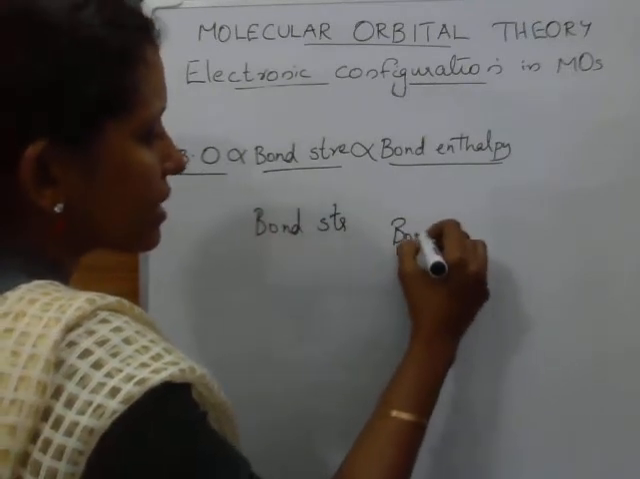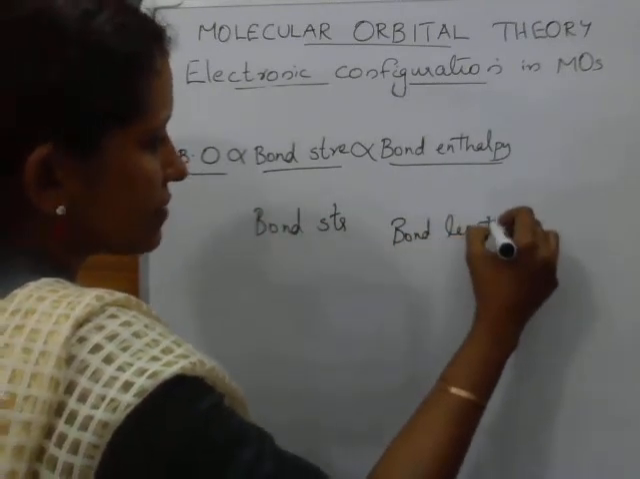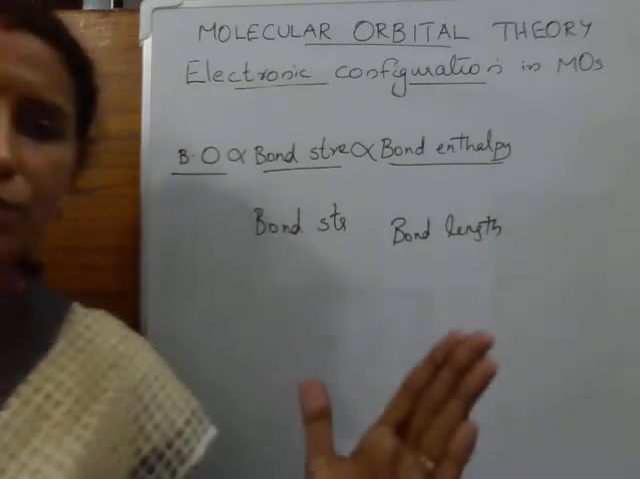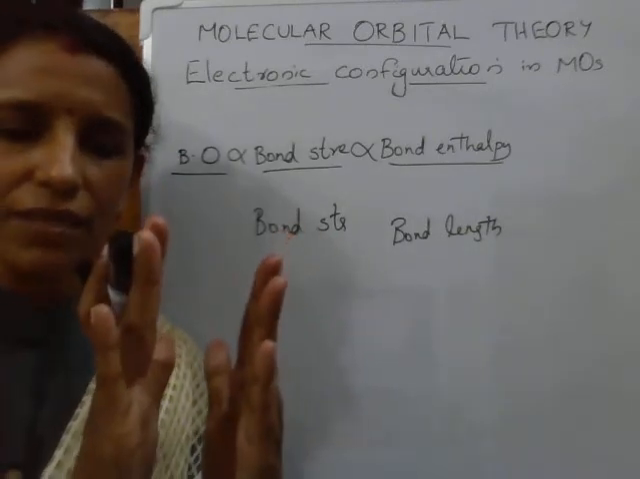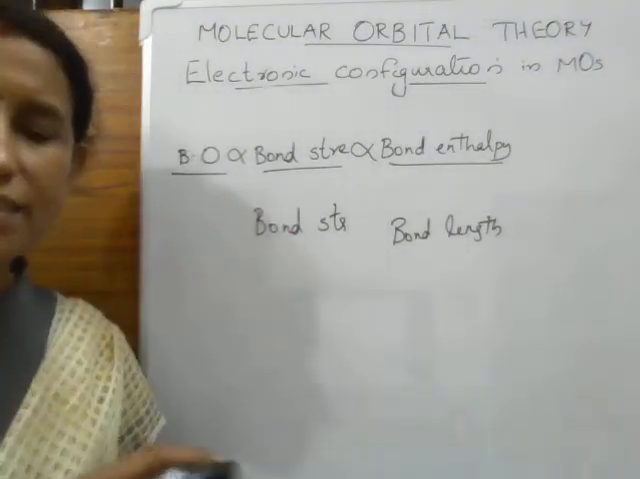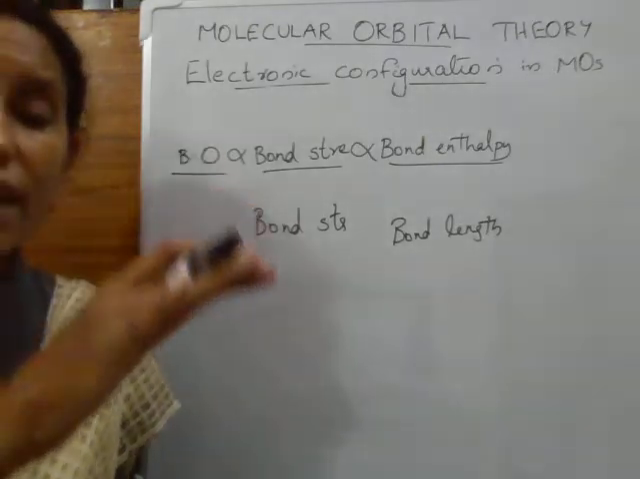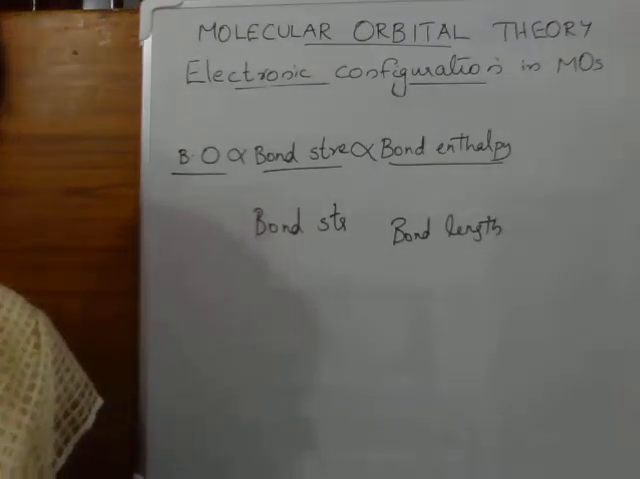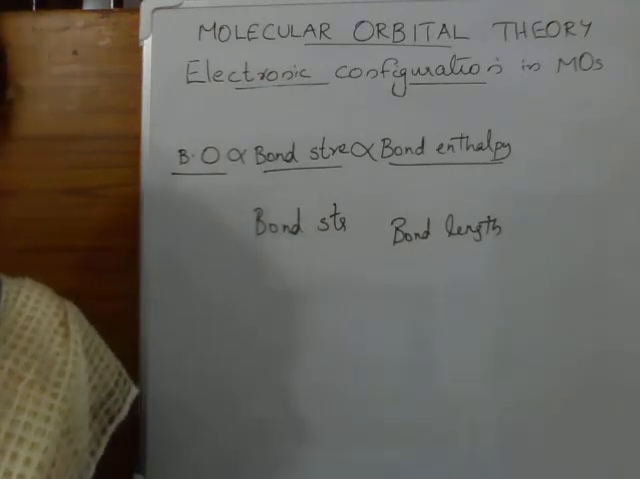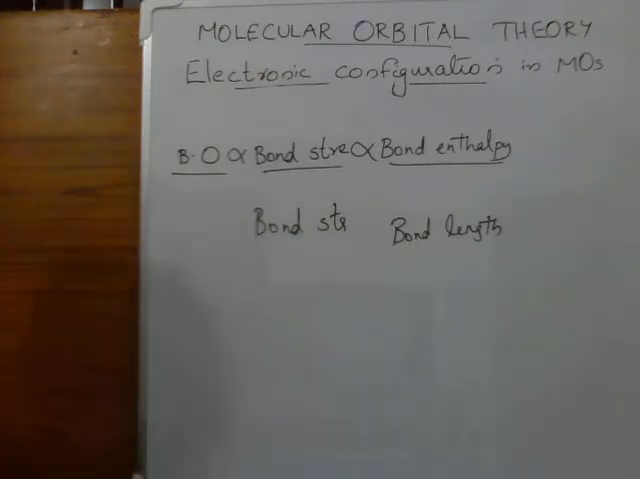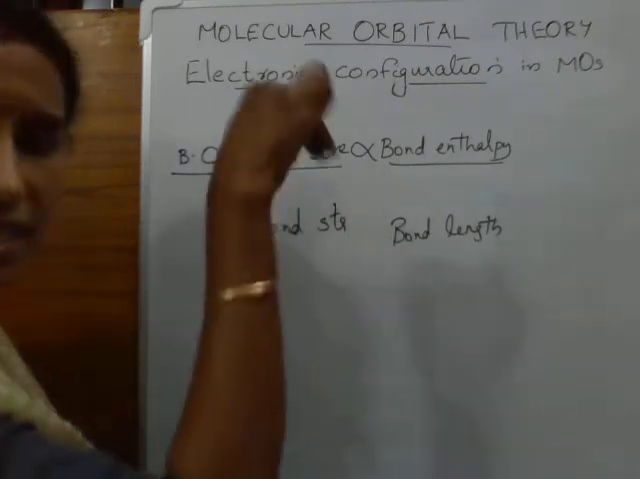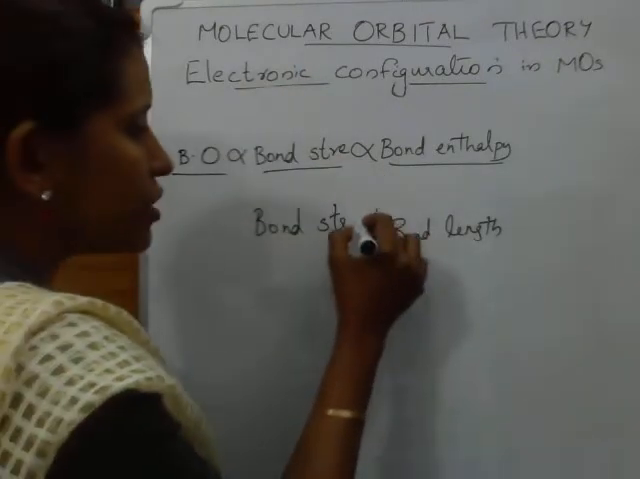Now we know how the bond strength and bond length are related. If the bond is strong, the bonded atoms will be closer, right? So the internuclear distance between the bonded atoms will be less. That means bond length is less. The stronger the bond, the shorter the bond length. Means when bond strength increases, bond length decreases. Inversely proportional.